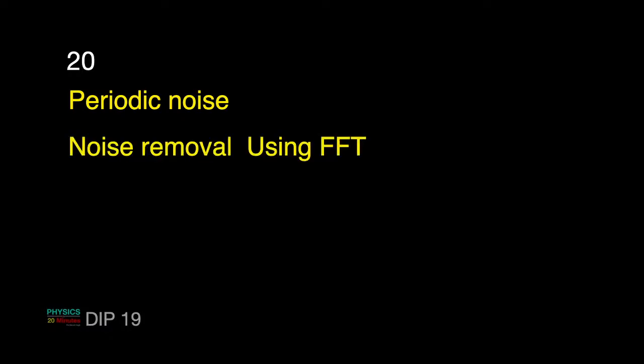What are periodic noise? How do they look like? How to identify? In what different shapes and sizes they can come in? And then we will learn how to use noise removal using FFT, fast Fourier transform. Most of the computer algorithms which implement Fourier transform use an algorithm called fast Fourier transform, or in short it is called FFT. So going ahead, how does the periodic noise look like?